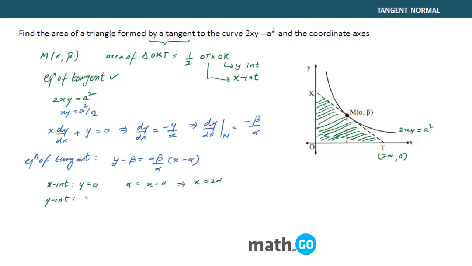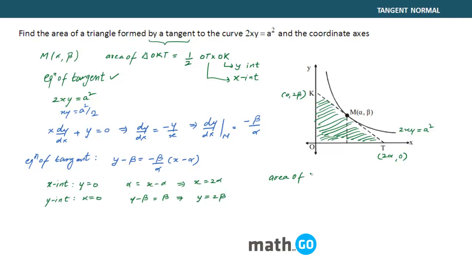For the y-intercept you will put x equal to 0. So if you put x equal to 0 here, what will you get? Your minus alpha, alpha and alpha will cancel out. This will be something like y minus beta is equal to beta, and for this you will get y is equal to 2 beta, right? And that means K point is nothing but 0 comma 2 beta. Now you need to find the area. I hope the question is now done and it is very much clear to you.